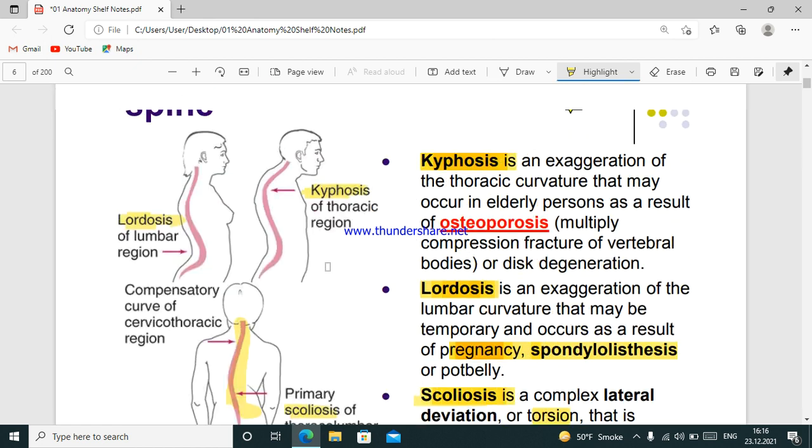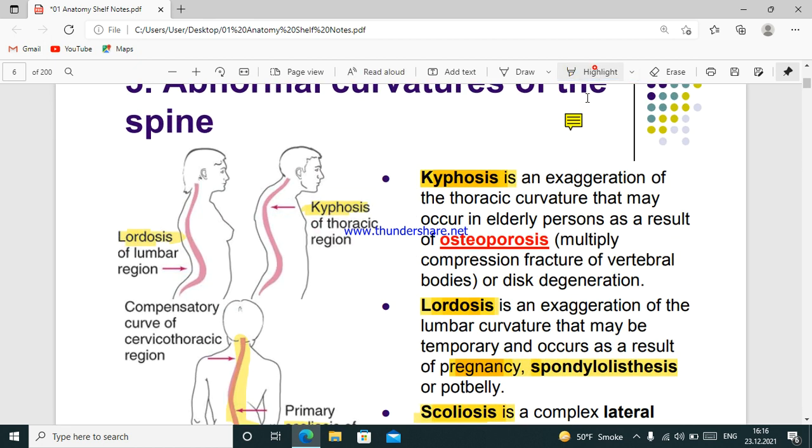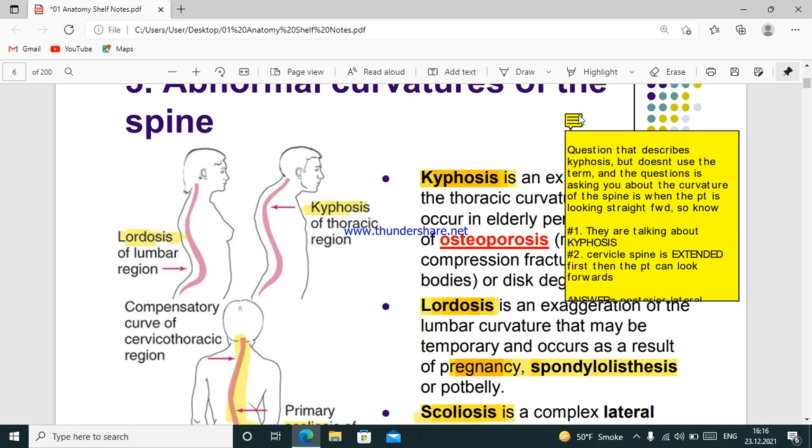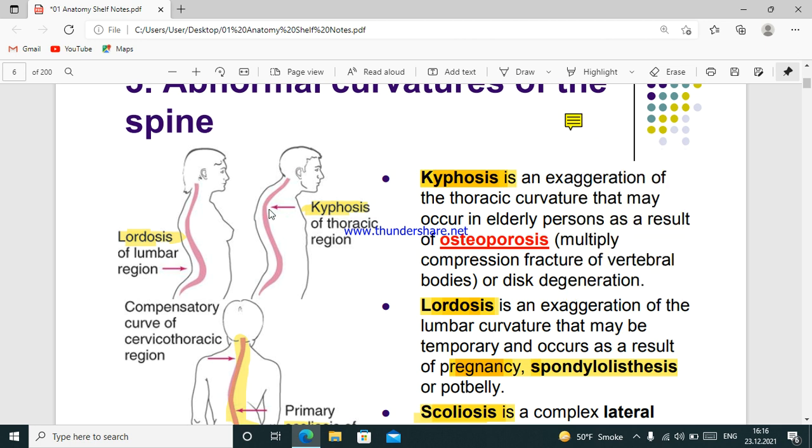And here we have a question that describes kyphosis but doesn't use the term. The question is asking about the curvature of the spine, where the posterior is looking straight forward. We have to know that if the curvature is looking forward, there is kyphosis. They are talking about kyphosis, because this curvature in this thoracic region, if we see it, looks forward in this region.